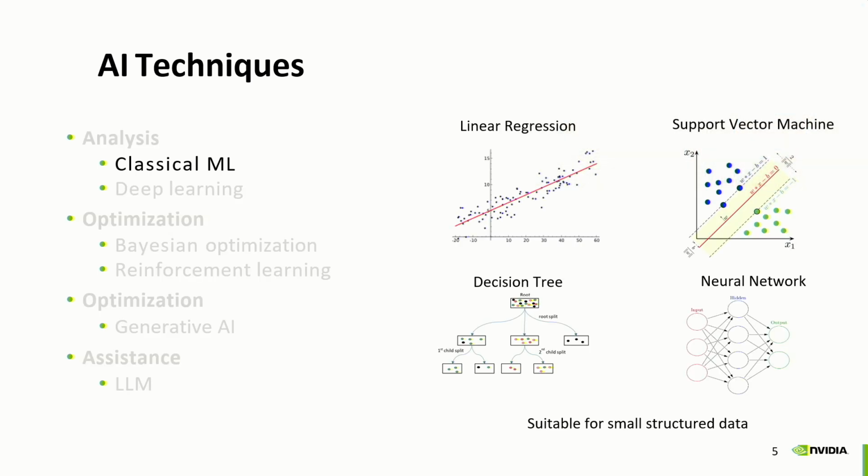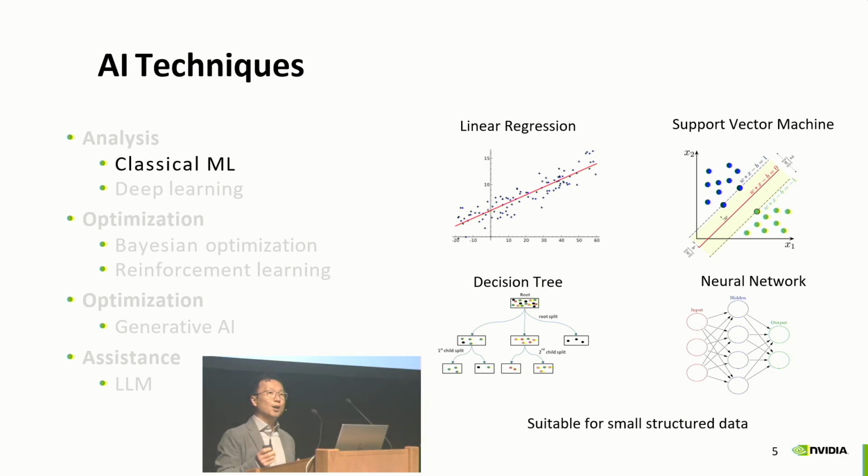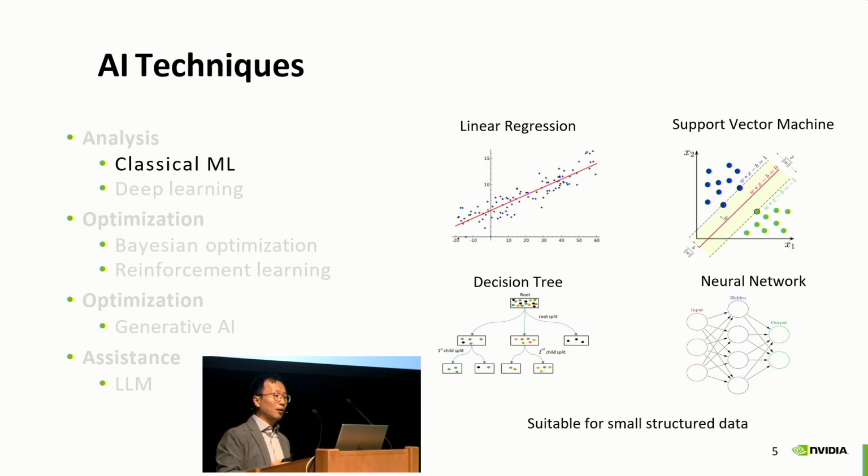For design analysis, let's first look at the classical machine learning techniques, such as classification and regression. These techniques, including linear regression, support vector machines, decision trees, and neural networks, are very suitable for applications that have a small amount of structured data and often require hand-tuned feature engineering.